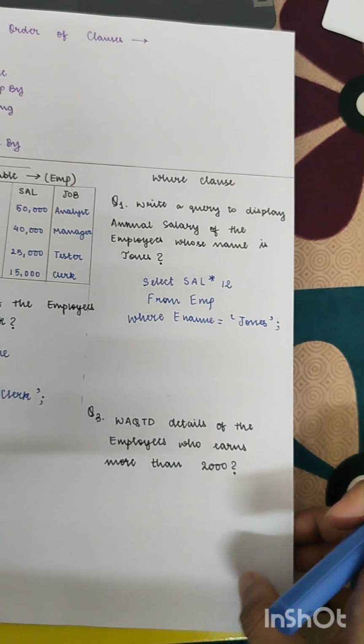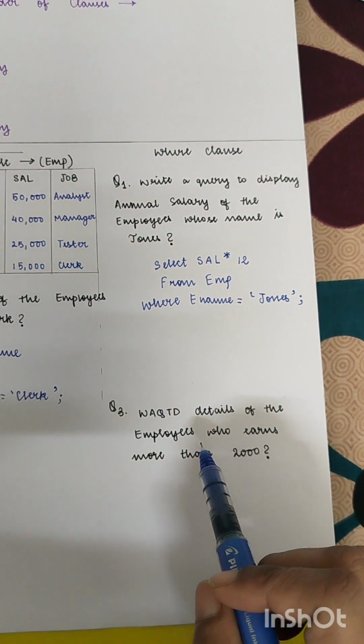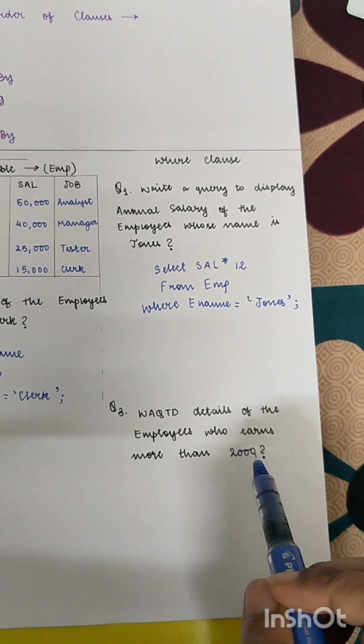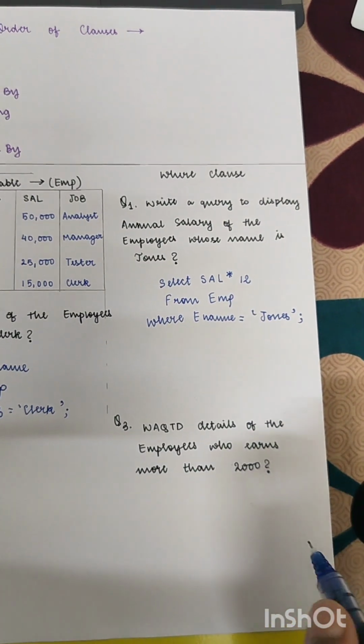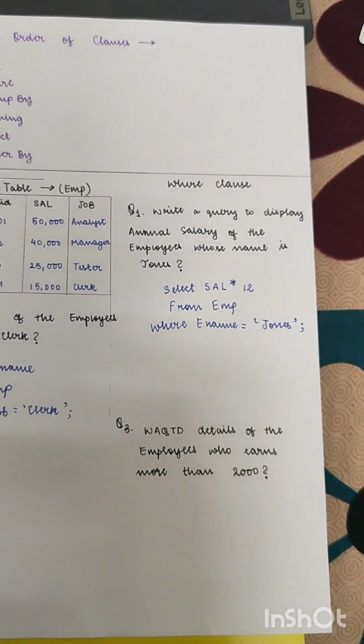Now write a query to display details of the employees who earn more than 2000. Now I want you all to solve this question and comment on my comment box.